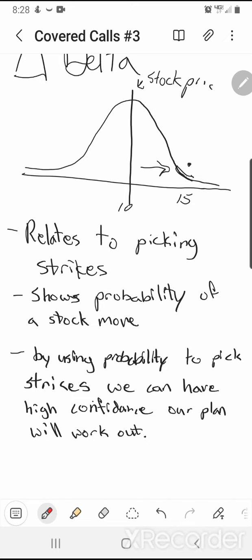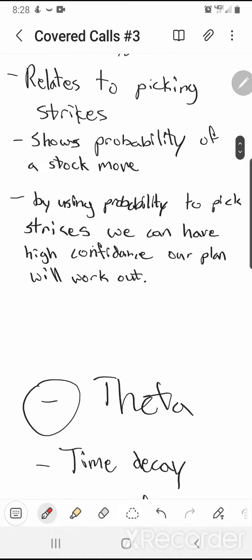That is the delta. And pick which strike to use, the 12.5 or the 13. Because there's less probability at the 13 than there is at 12.5. By using these probabilities to pick the strikes, we can have high confidence our plan will work out. So we can even go out to 90%. You can customize your option however you want and use as much risk as you want, but you got to balance that with the returns of the premiums.